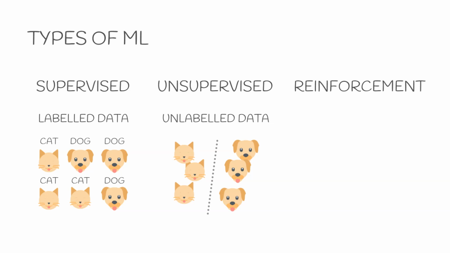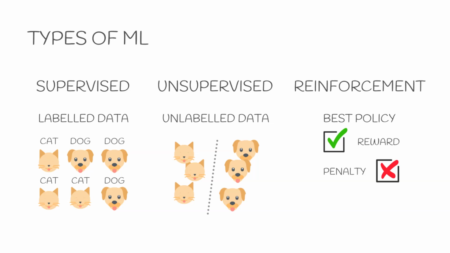Reinforcement learning is where the machine learns the best policy based on a reward and penalty system. Every time it makes a good move, it is rewarded, and every time it makes a wrong move, it is penalized. For example, if we look at a self-driving car, then we would penalize every time the car crashes and reward every time it takes a correct turn. This way, over time, it would learn how to drive.